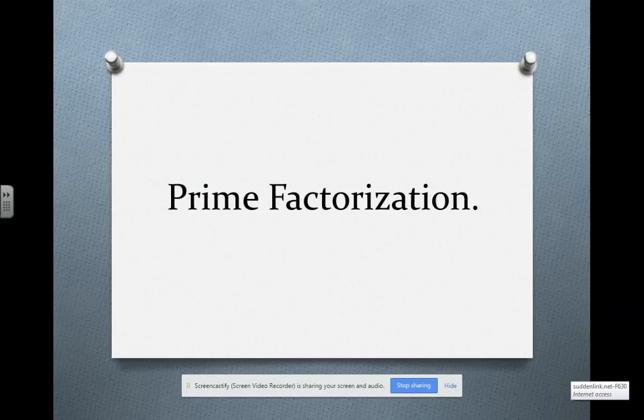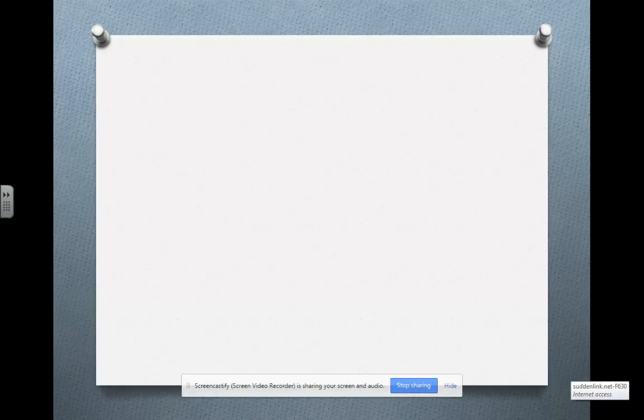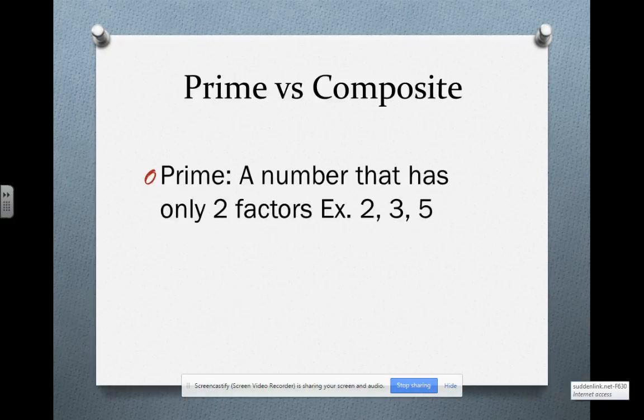Hey guys, talking about prime factorization. Before we can move into prime factorization, we have to have a little background knowledge about prime and composite. So a prime number is a number that has only two factors.